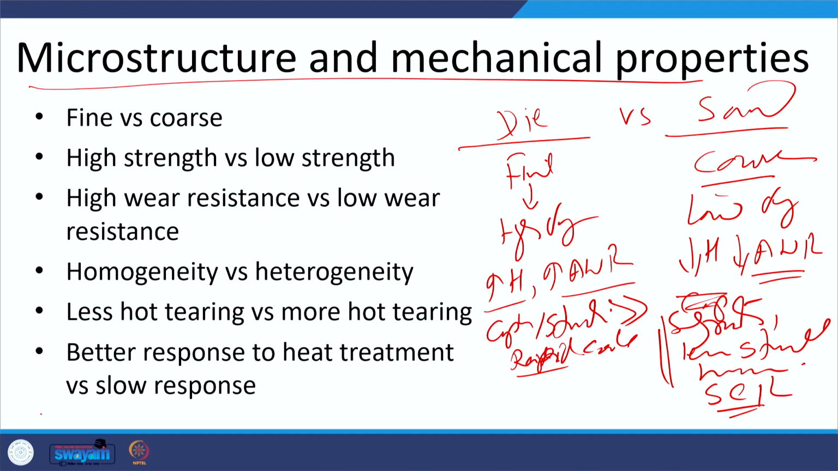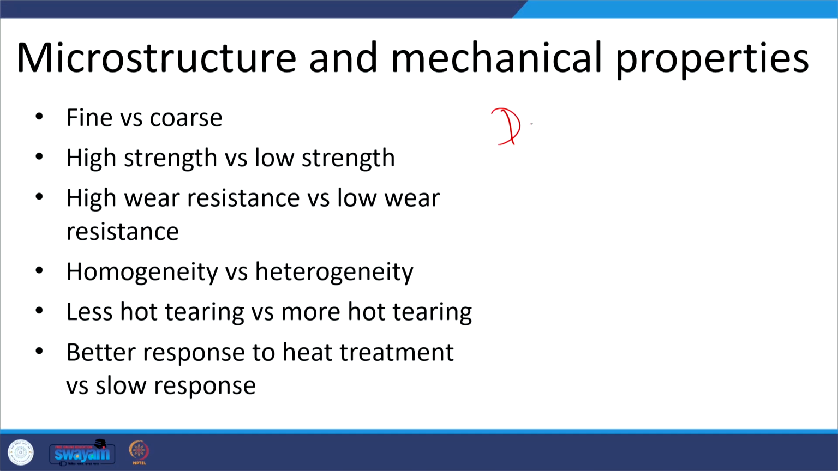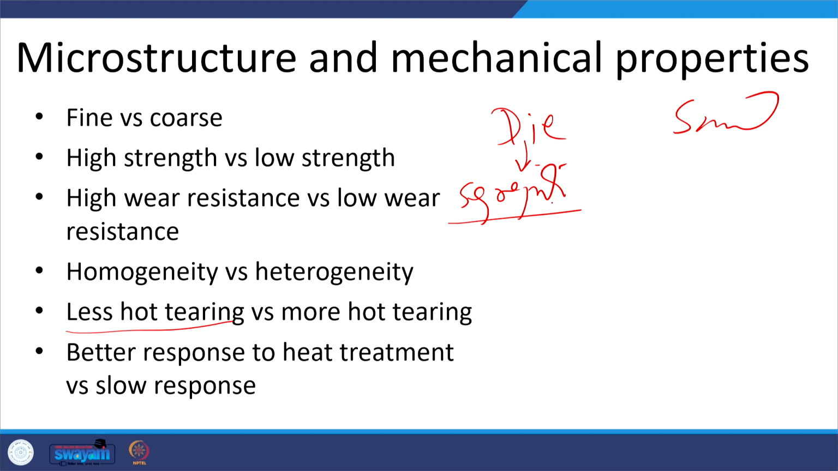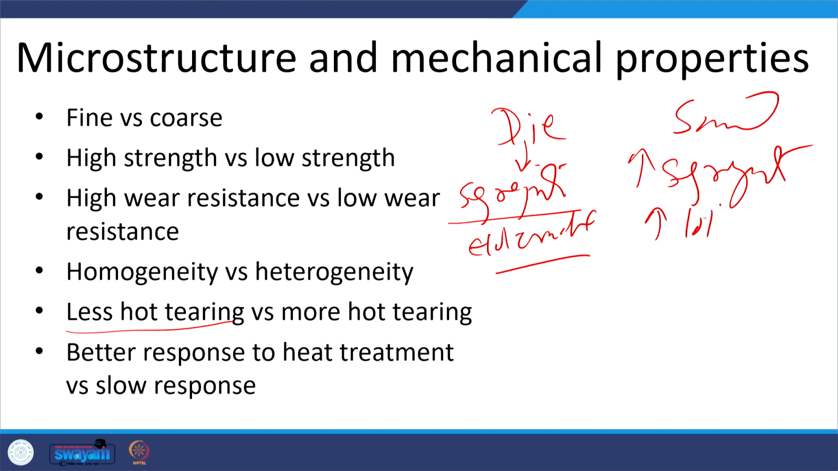Now, as far as the other aspects are concerned, for die casting and sand mold casting, you see less hot tearing in die casting. Why? Because segregation is reduced in die casting due to the short solidification time, and if the impurities are not getting segregated, then this will reduce the hot cracking tendency. While the segregation tendency is more in sand casting, meaning impurities and low melting point constituents will segregate more due to the longer solidification time, and therefore this will promote the hot tearing or hot cracking tendency.